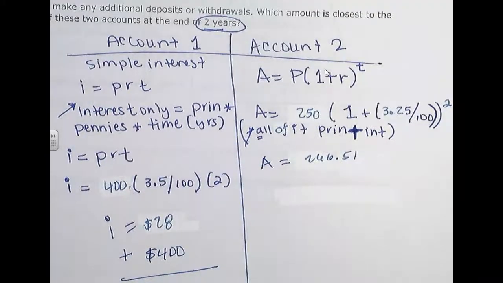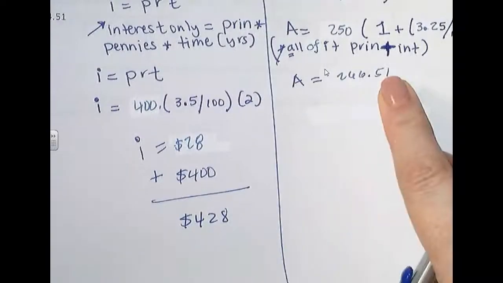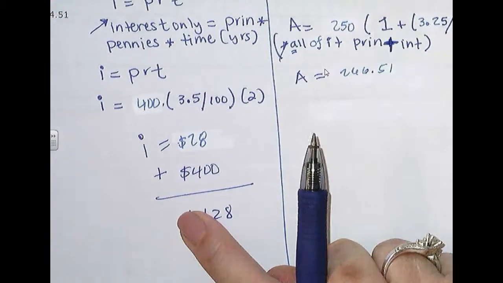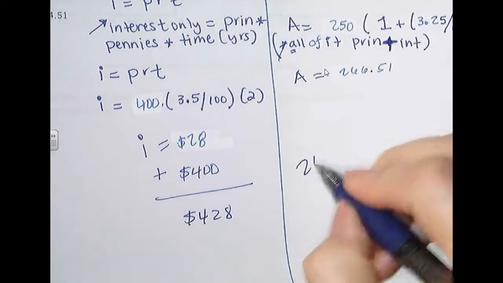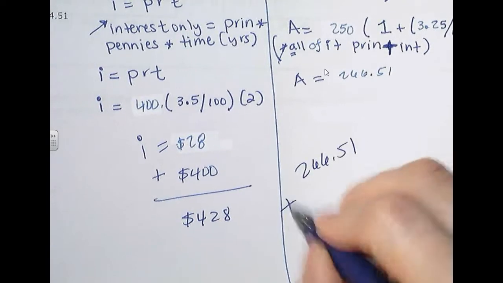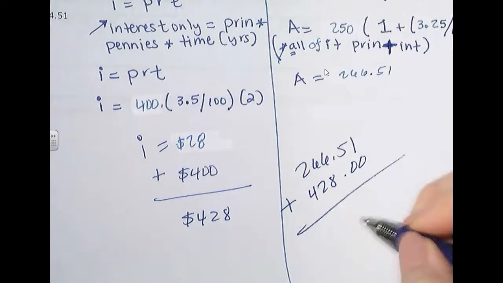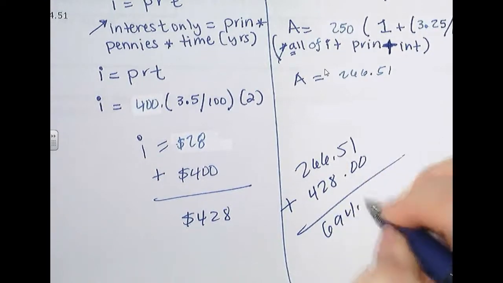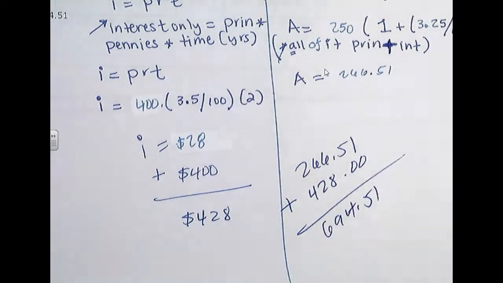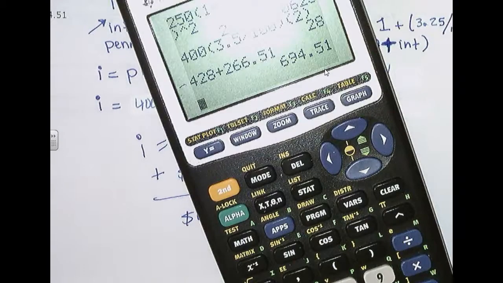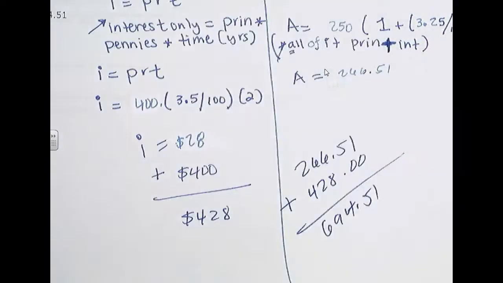Now, is that a total? Well, that's a total for this account, and that's a total for this account, but I need a grand total. So I need $266.51 plus $428.00. And if you add those together, you get $694.51. And yeah, that's a crazy math problem. There it is. Hard? No. You have to think. What are you supposed to be doing, and how are you going to get there? Answer is D.